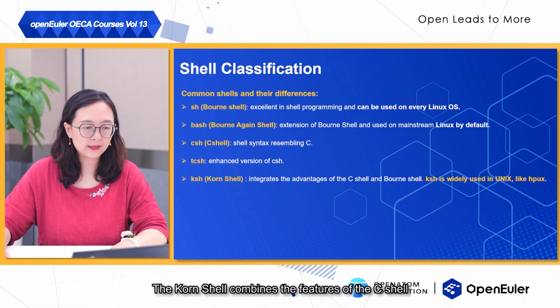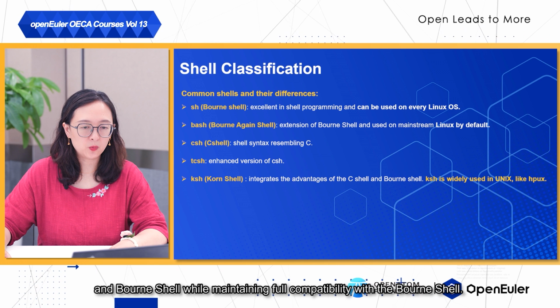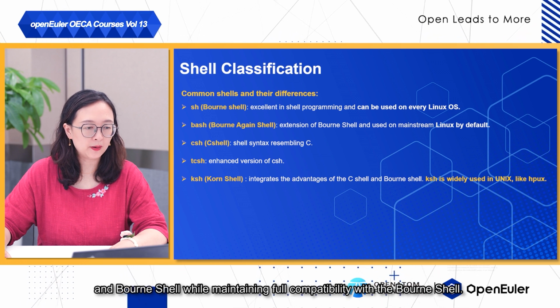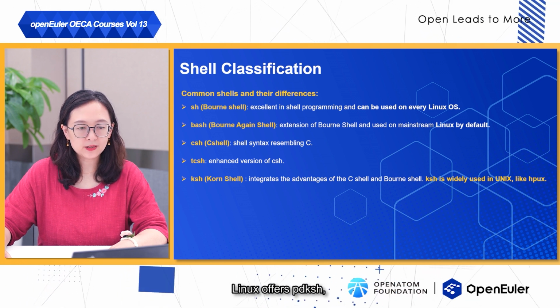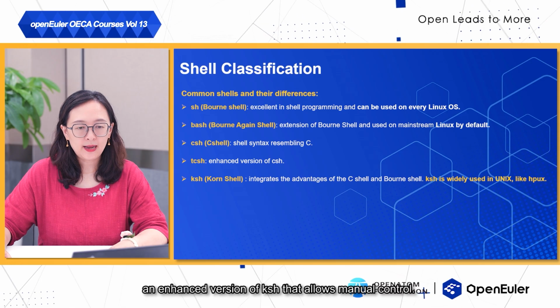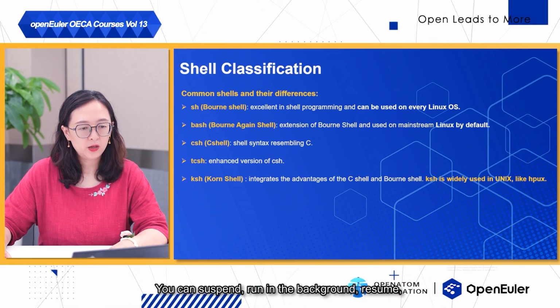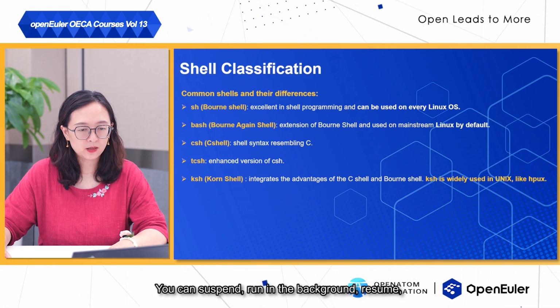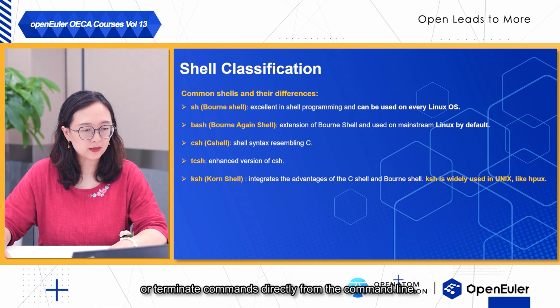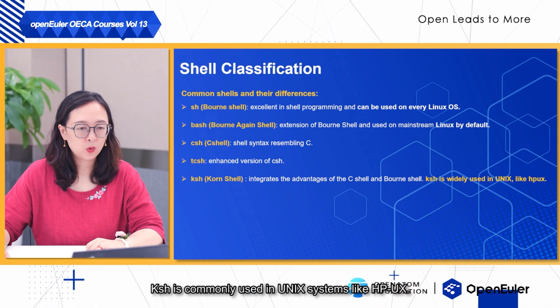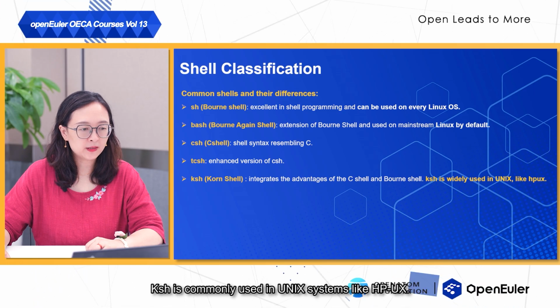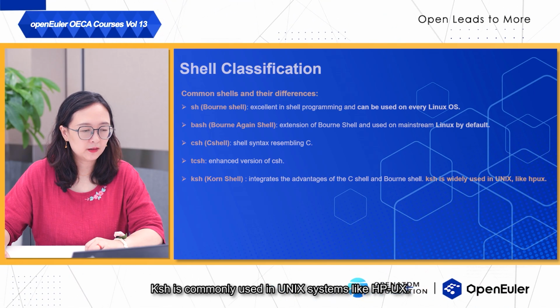The Korn shell combines the features of the C shell and the Bourne shell while maintaining full compatibility with the Bourne shell. Linux offers PDKSH, an enhanced version of the Korn shell that allows manual job control. You can suspend, run in the background, resume or terminate commands directly from the command line. Korn shell is commonly used in Unix systems like HP-UX.